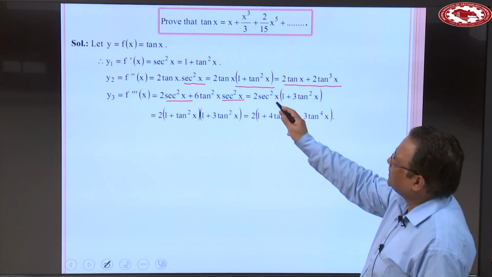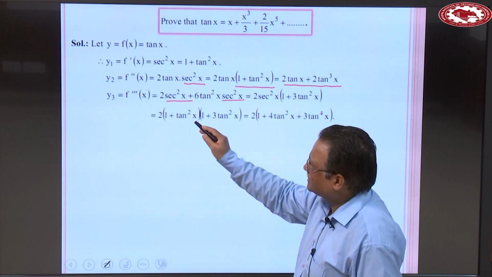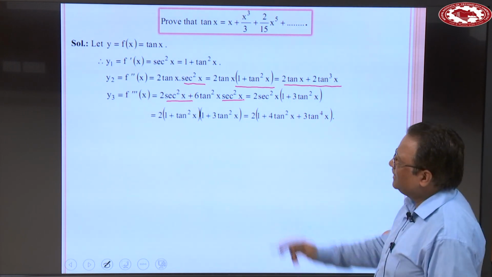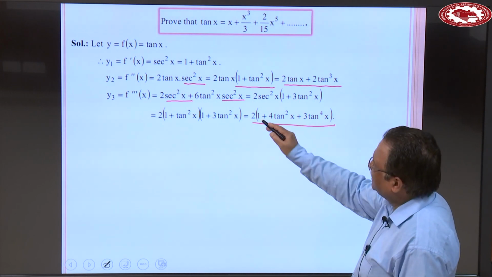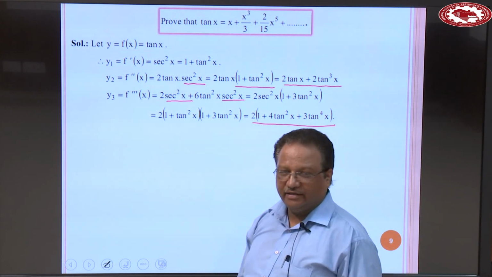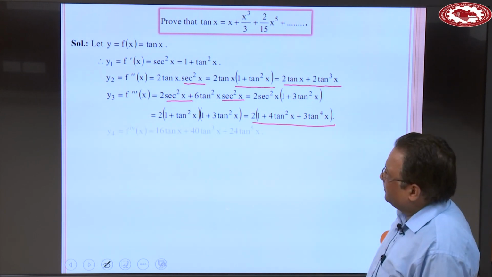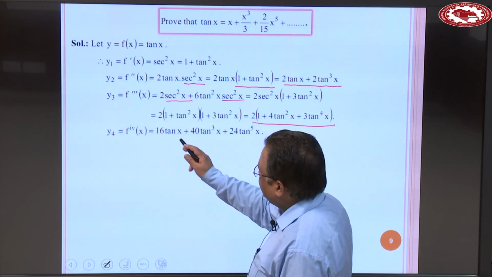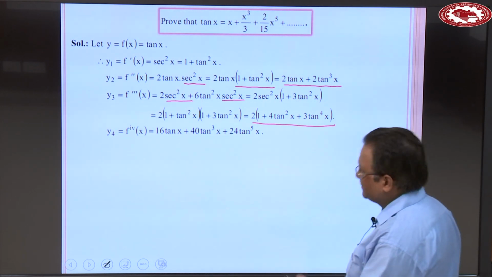Or 2 secant square x common, we obtain this one. Now, secant square x is 1 plus tan square x. Multiply, we obtain this result. So when we put x equal to 0, we obtain only 2. So replace every secant term by tan. So y4 is 16 tan x plus 40 tan cube x plus 24 tan 5x.